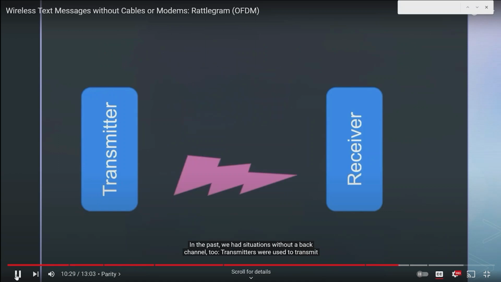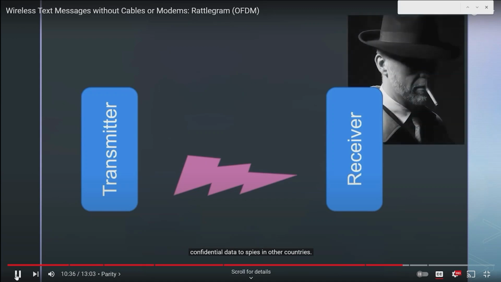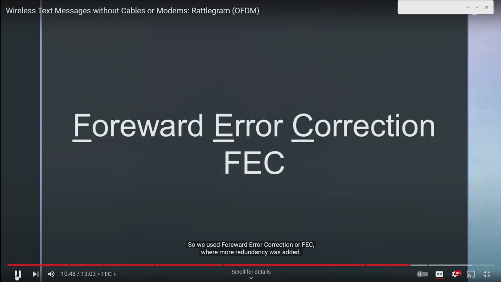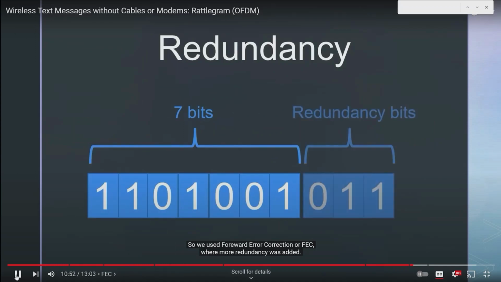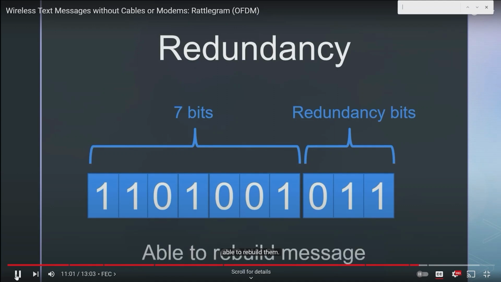In the past, we had situations without a back channel too. Transmitters were used to transmit confidential data to spies in other countries. They obviously did not have a transmitter to request a repetition of data with a parity error, because they did not want to be caught. So we used forward error correction, or FEC, where more redundancy was added. Like that, the receiver was not only able to detect disturbed messages, it also was able to rebuild them.